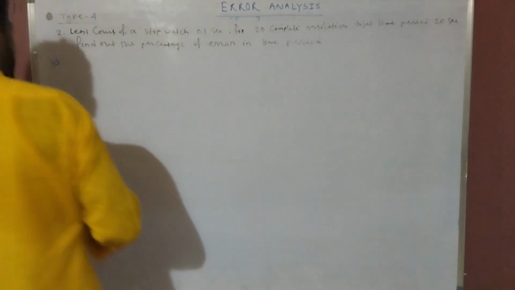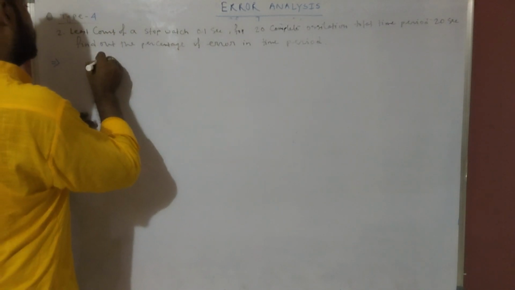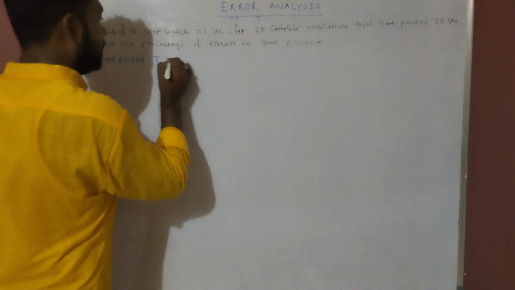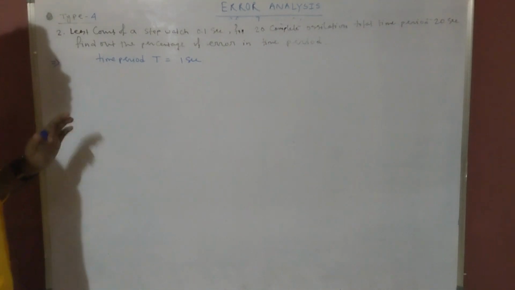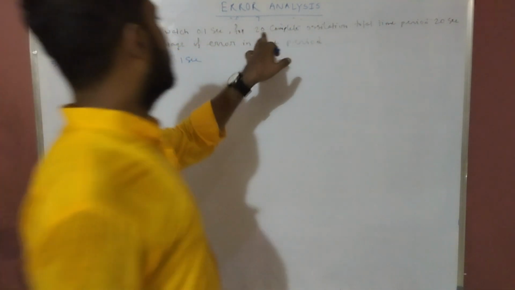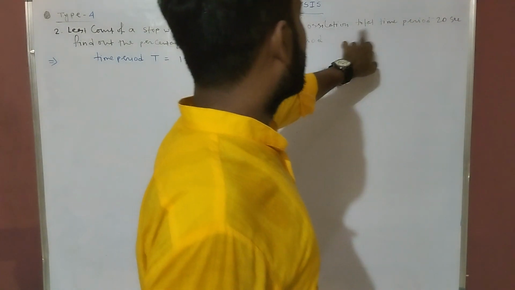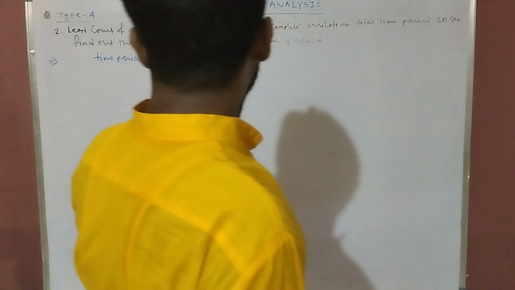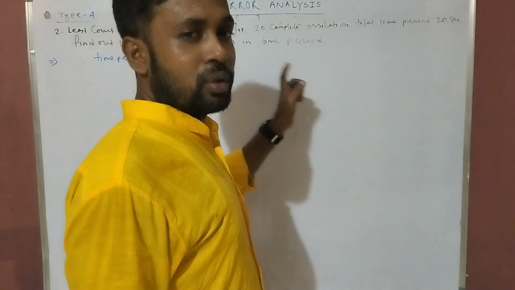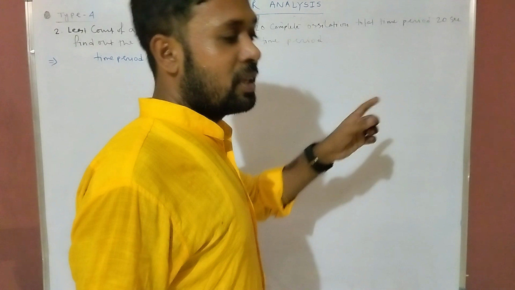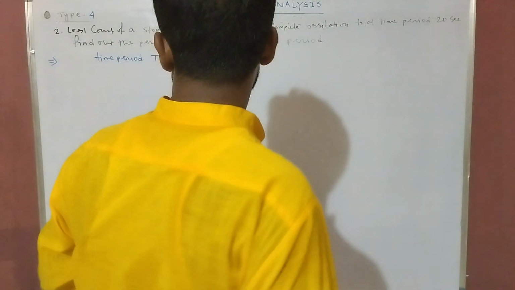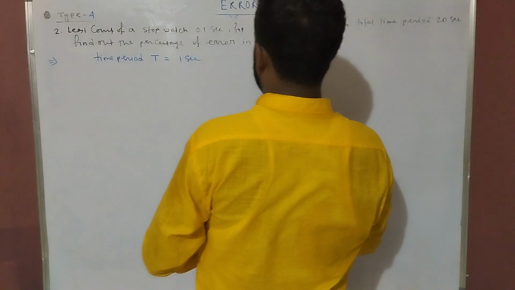So the time period T will be 1 second. Why? Because for 20 complete oscillations, the total time is 20 seconds. So for one complete oscillation, the time will be 1 second. Understood? The time for one complete oscillation is called the time period. So the time period will be 1 second.